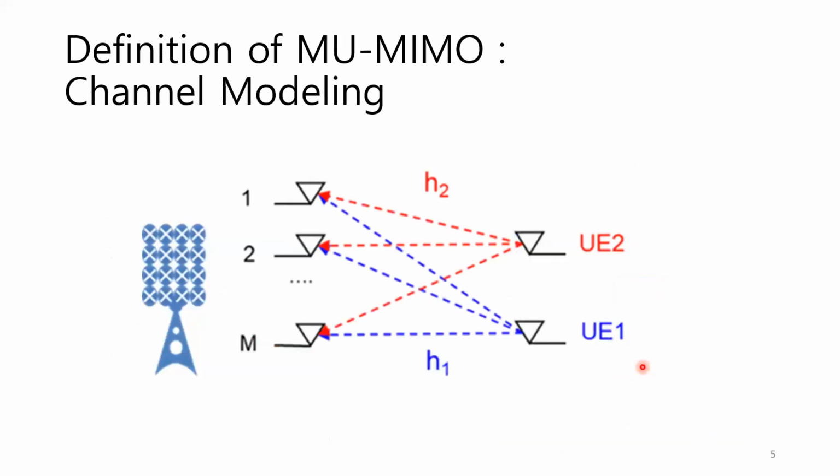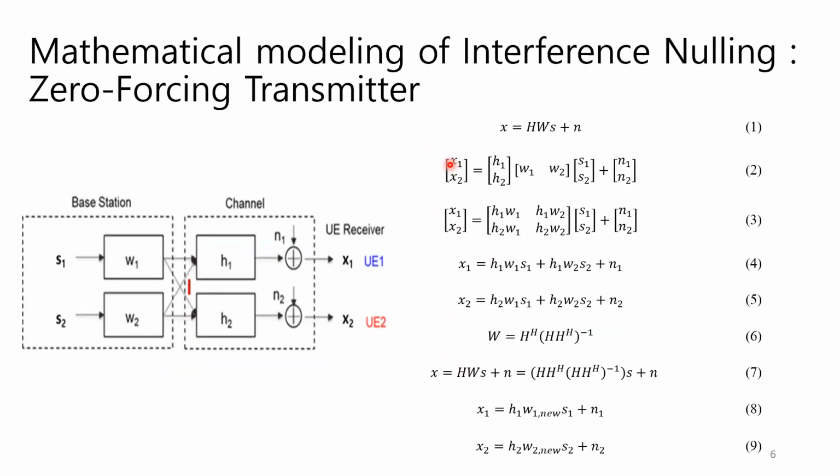This page briefly represents the channel model of MU-MIMO. H1 is the channel matrix of UE1, and H2 is the channel matrix of UE2. And this page represents a block diagram including the channel of MU-MIMO and the mathematical modeling of the zero forcing transmitter. Here, the X marked with I is an interference signal. Its mathematical model may be represented as shown in equation 1. And if we represent it as a matrix, each is represented in equations 4 and 5. This is the matrix and this is the result.